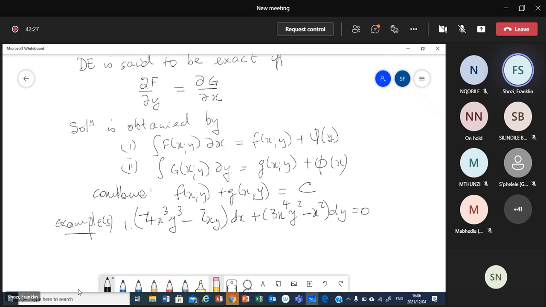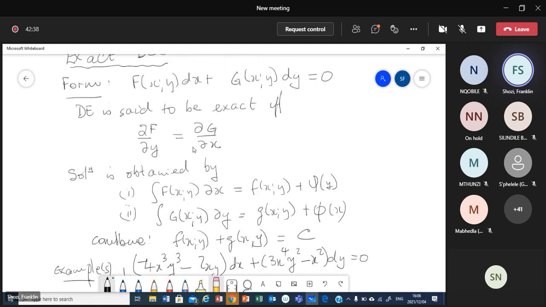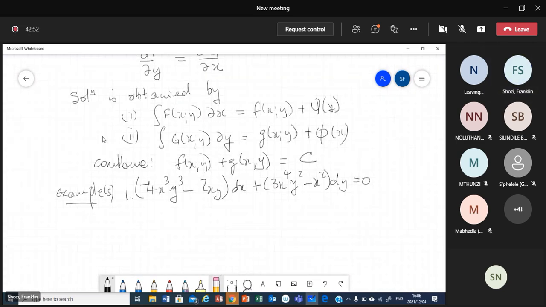The DE appears to be exact, but we must show whether it is indeed exact. Remember what I've said above: the condition for exactness. The DE is said to be exact if this holds. F, you differentiate with respect to y; G, you differentiate with respect to x. So that is what we must show first. Which one is my f part? My f part is this term here. This is f.